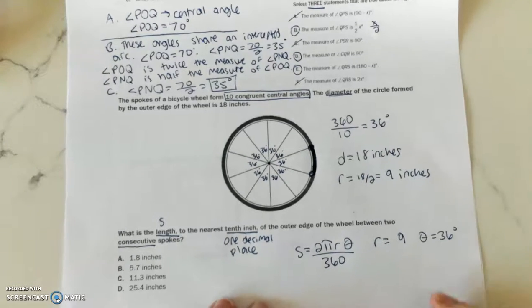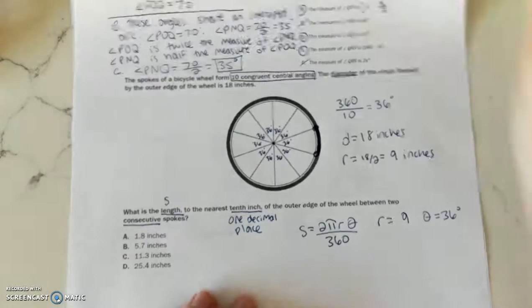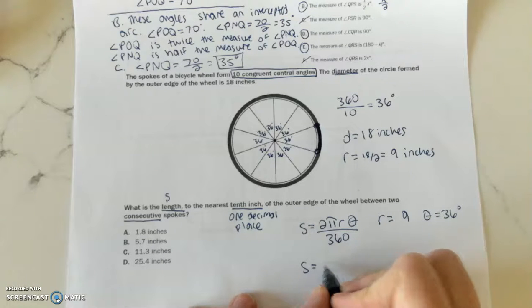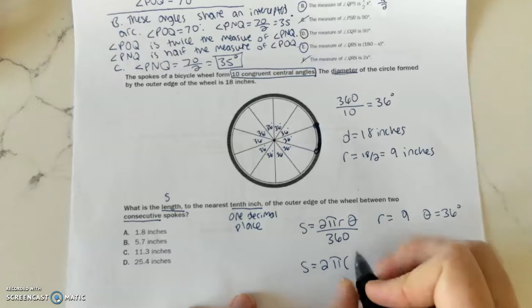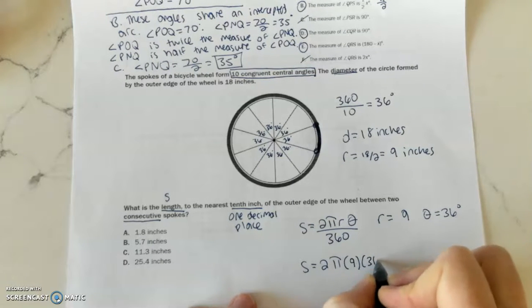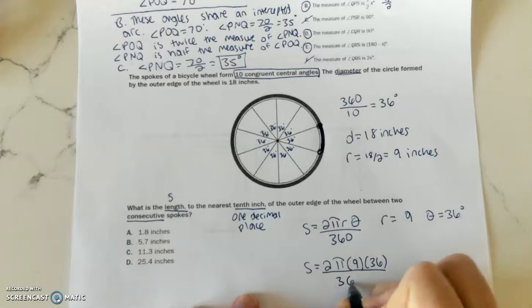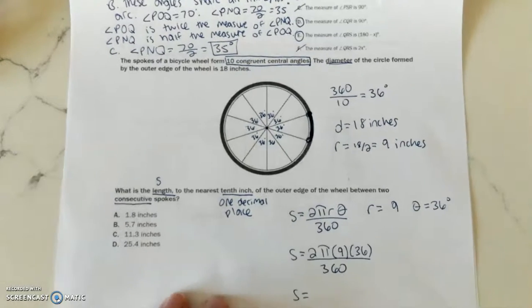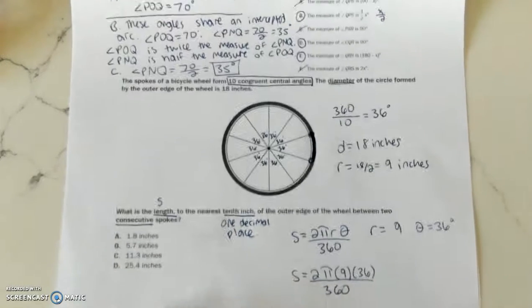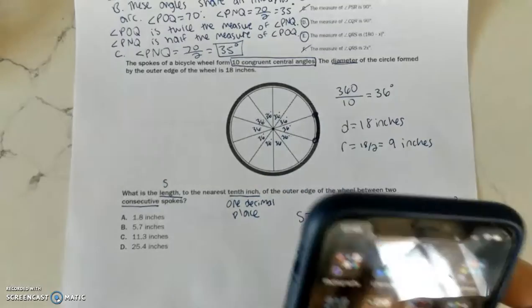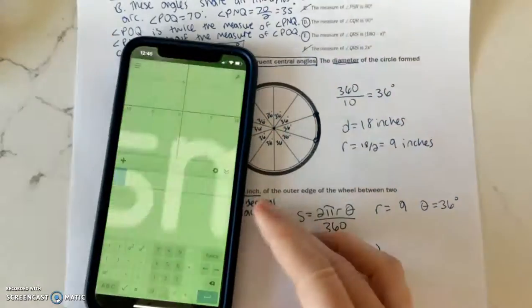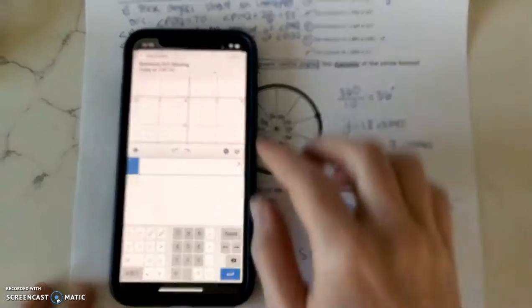I'm sorry, 36 degrees. So we can plug all this in. S is equal to 2 pi 9 times 36 divided by 360. And let's plug all this into Desmos. So you can either do this on your Desmos app, or you can go to desmos.com.